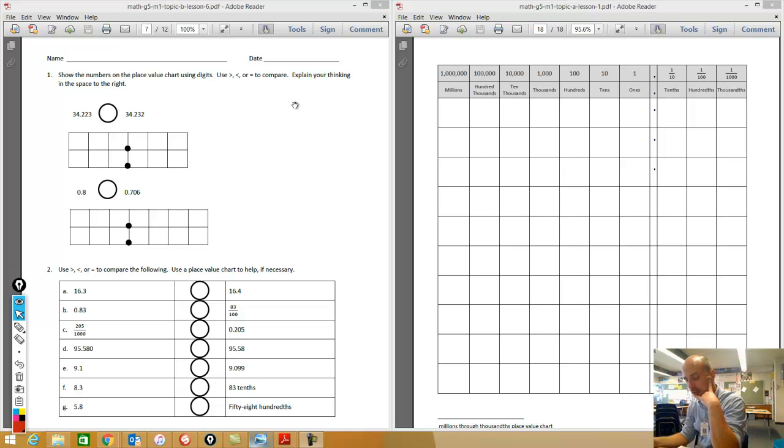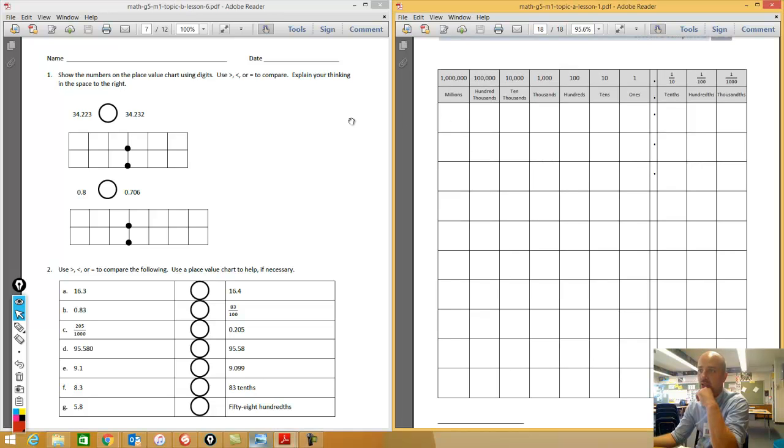This is compare decimal fractions to the thousandths using like units and express with greater than, less than, or equal to signs. In this lesson, I've put up a split screen here. I've got two different things going on.